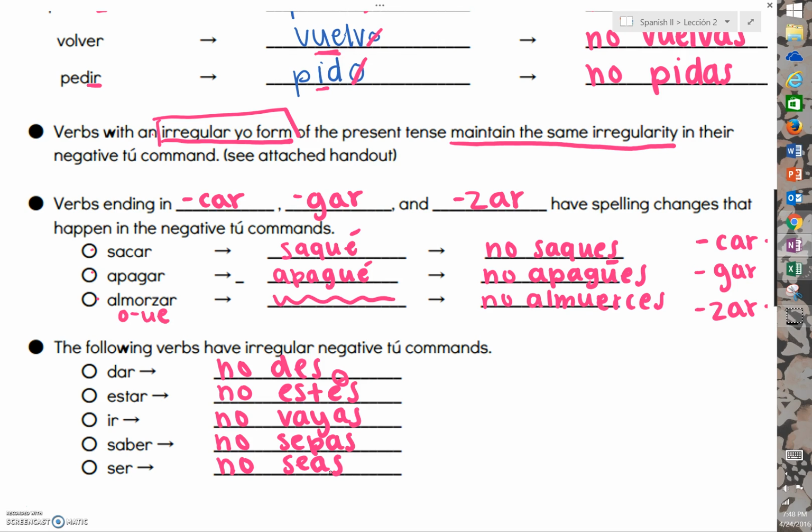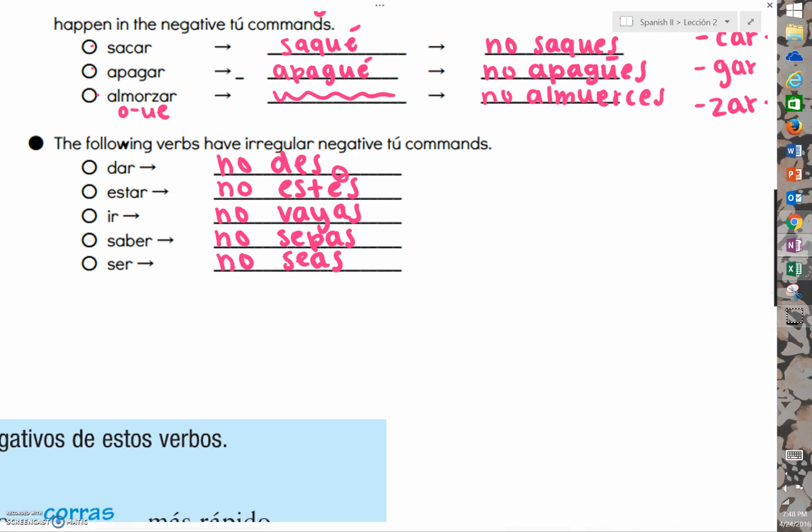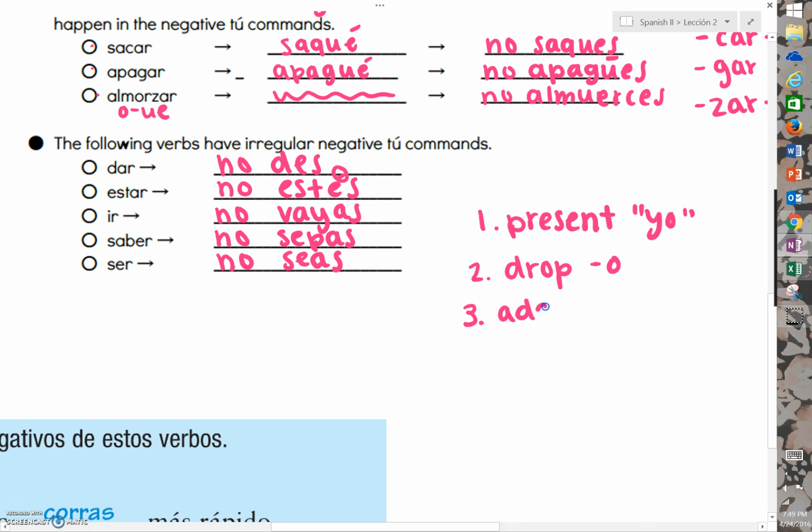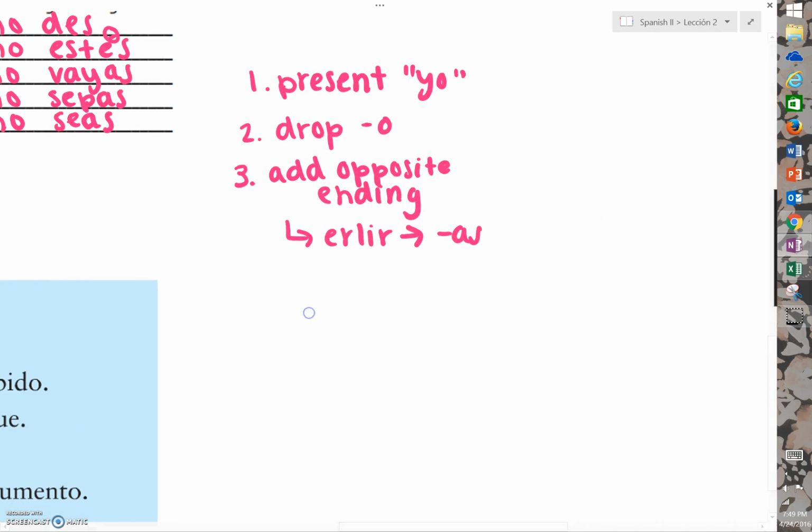So, to wrap things up, let's remember how to form negative tú commands. First thing we're going to do is put our verb into the present tense yo form. Then drop our O. And then add the opposite ending. Remember that for ER-IR verbs, this means that we will add AS. And for AR verbs, we will add ES.